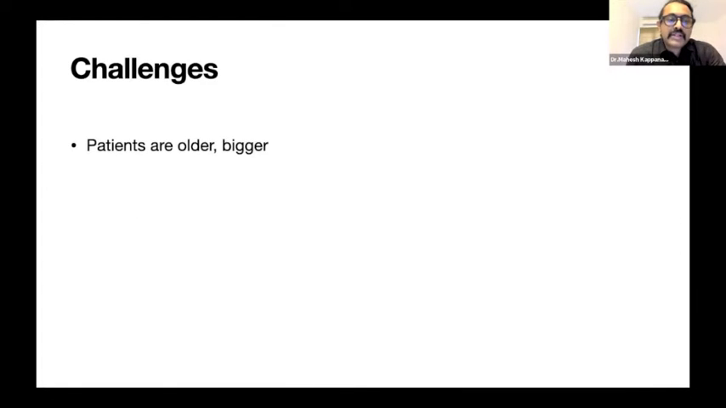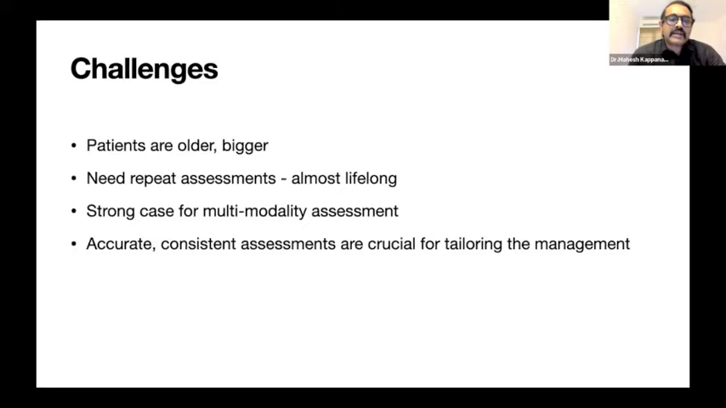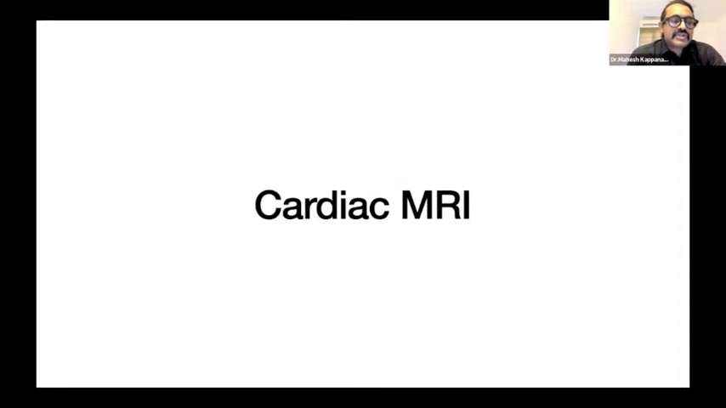So the challenges also are that the patients are often older and bigger, like this particular patient who's 28 years old with probably difficult echocardiographic windows. And these patients need repeated assessments almost lifelong. And PAH is a strong case for multimodality assessment, as has been revealed in the preceding talks as well. And you also need accurate, consistent assessments as crucial parameters for tailoring the management of these patients.